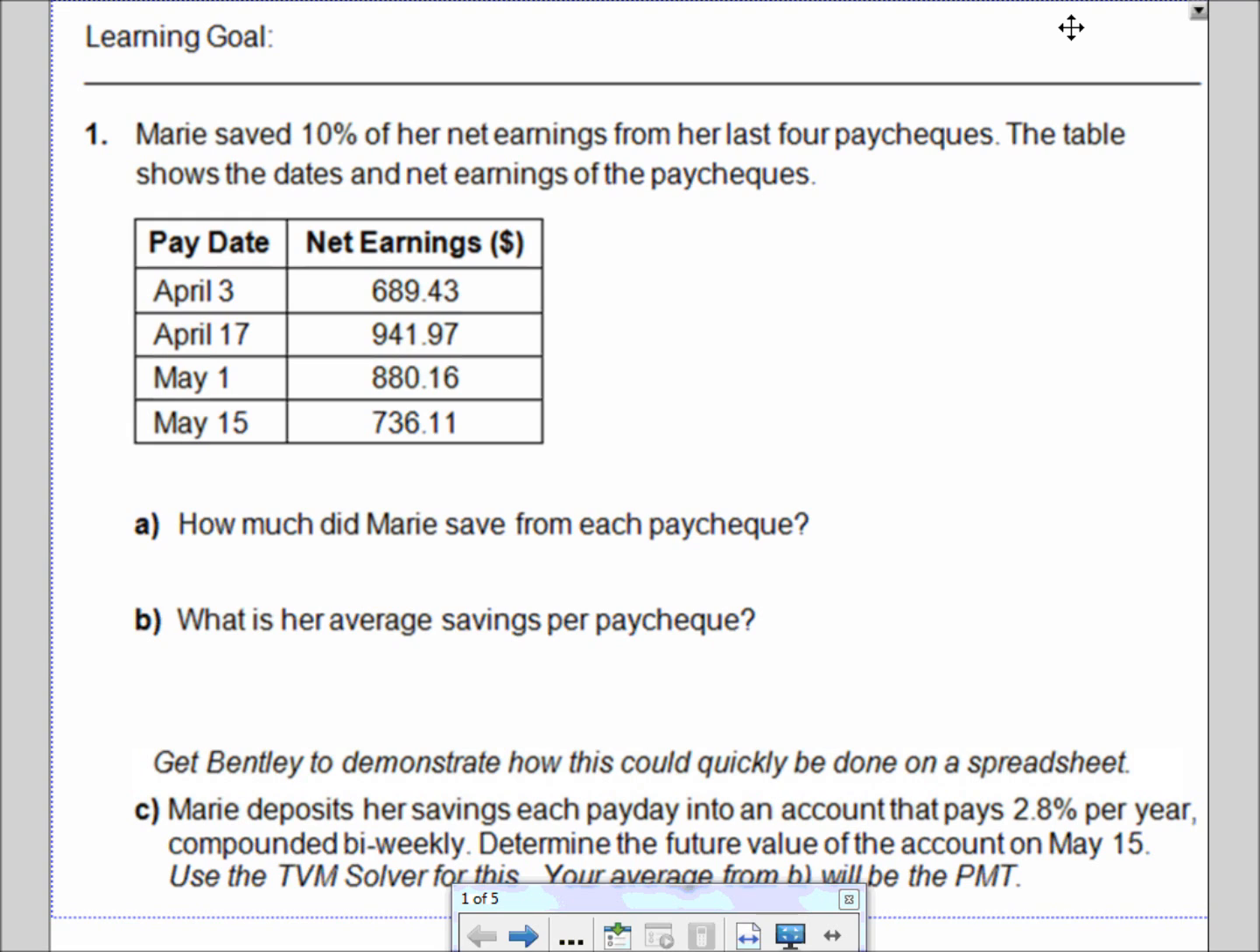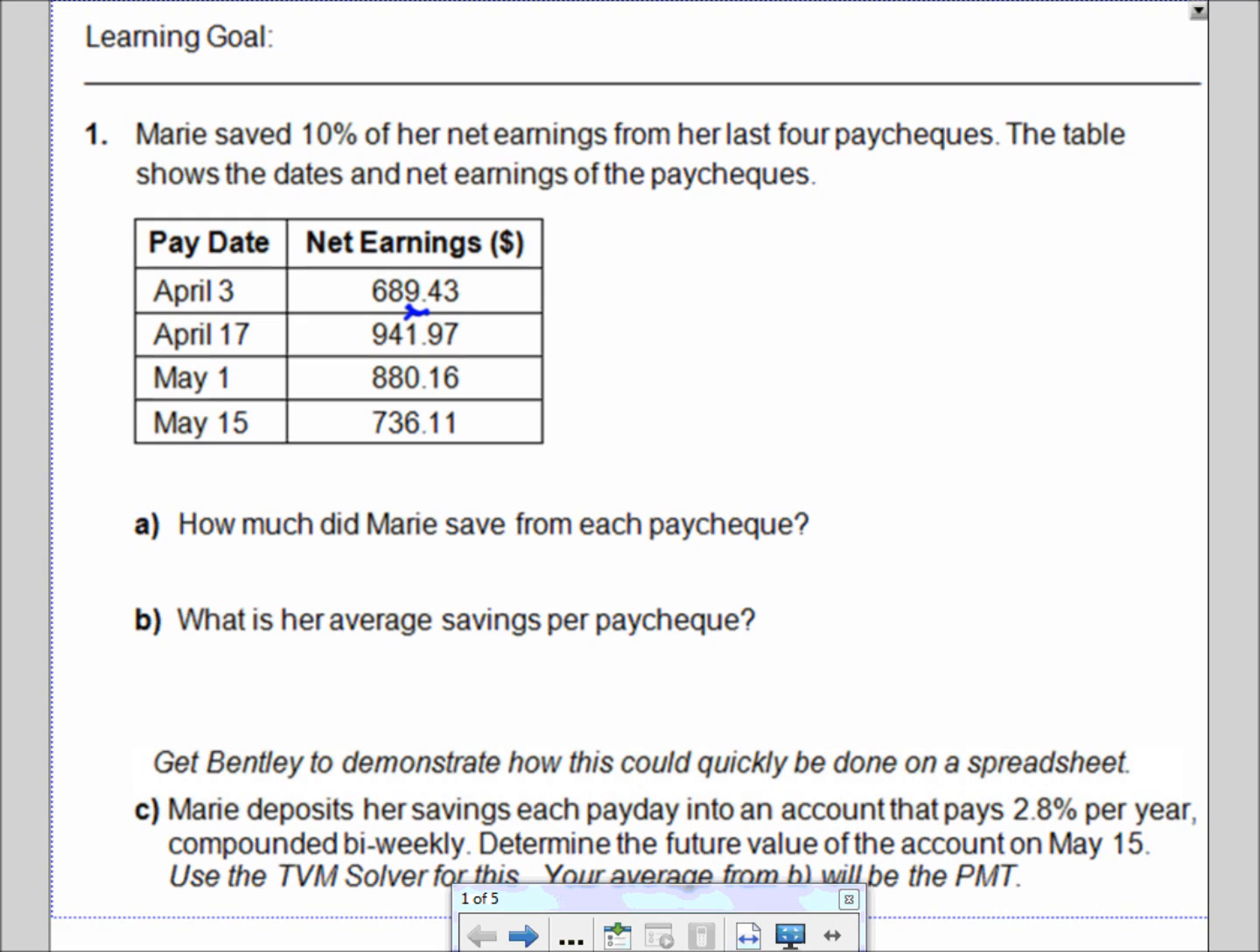So there's 2 ways you can do this. You can times it by 0.10 for 10%, or you can just move your decimal place. To get to 10%, you're just going to move it that way, because it's a 10. If it was 20 or something, you'd want to multiply.